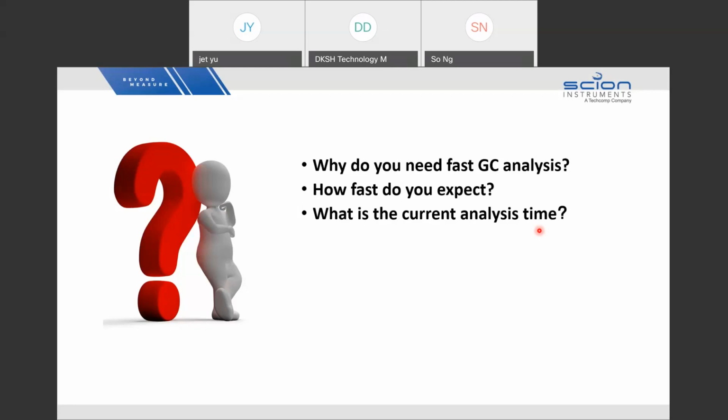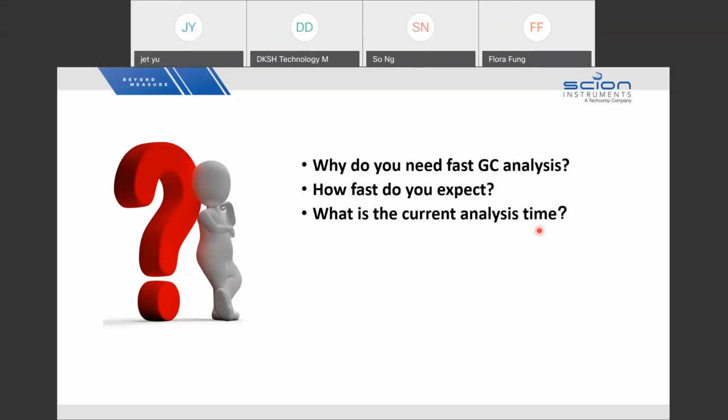So if you have 1 hour analysis time per run, you can only run how many samples? 10, which is not so many analyses in a day. And you also still need some preparation and conditioning time. So 60 minutes is really long. So you are looking for a faster GC analysis to improve your efficiency.